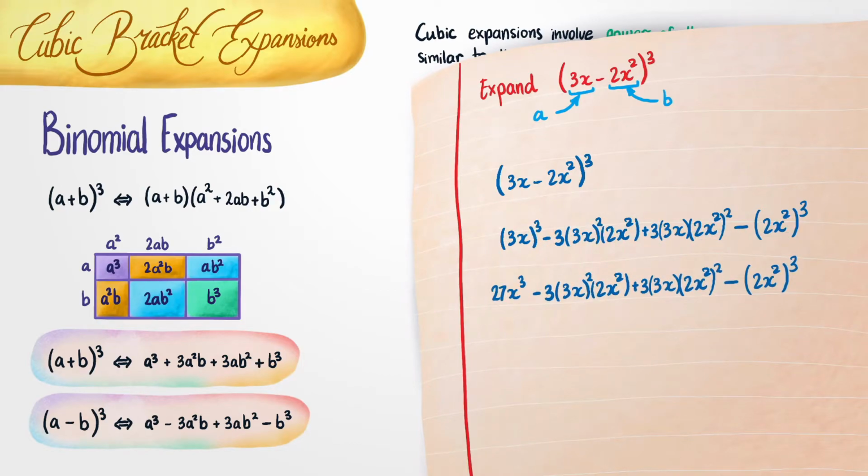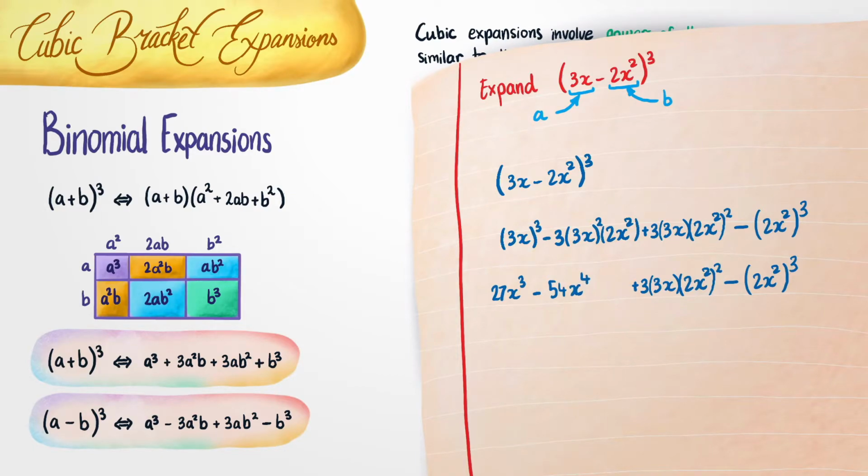Okay, now for the next term, let's look at the constants. 3 times 2 is the same thing as 6, and then we have to multiply 6 by 3 squared, which is 9. 6 times 9 is the same thing as 54. Now we just have to multiply x squared by x squared to get x to the power of 4.